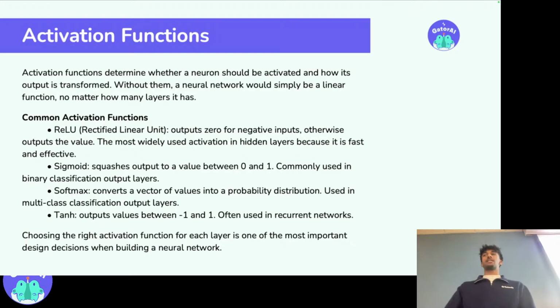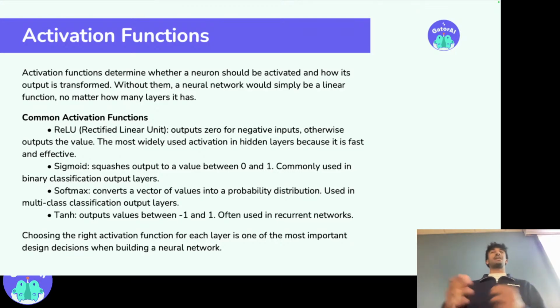For the output layers, the choice depends on your task. For binary classification, for example, predicting yes or no, spam or not spam, you use sigmoid. Sigmoid squashes any input to a number between 0 and 1, which you interpret as a probability. So 0.9 means the model is 90% confident that it's the positive class.